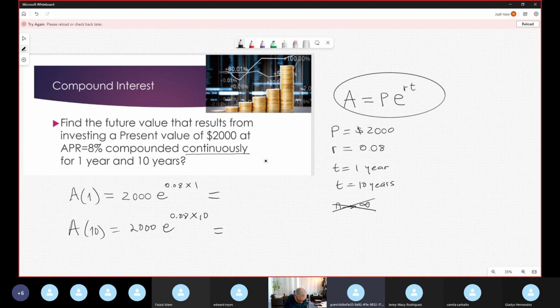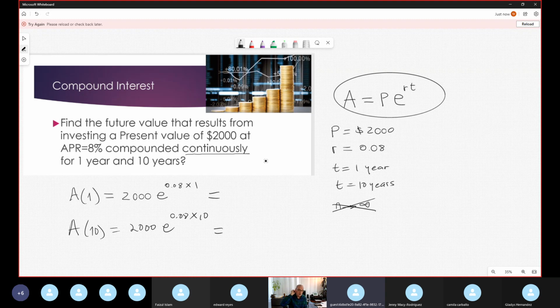We are working with the e to the x. Now you put in the calculator 2000 multiplication. You select the function e, which on my calculator is second e, and you put inside 0.08 times 1. Times 1 is nothing, no? And I just get the answer.